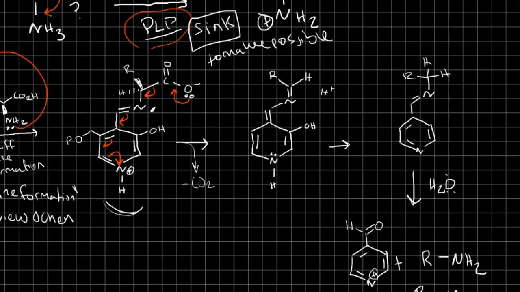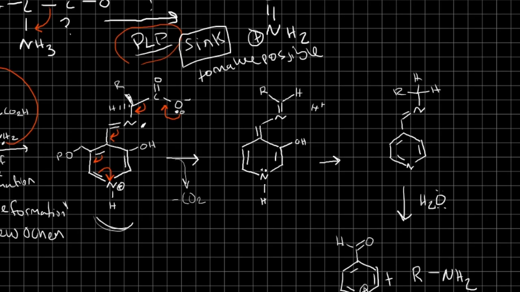And then what you'll do is you'll reset the aromaticity in the ring. These will all come back up. And then you will grab this proton and protonate. And then you have a species right here.